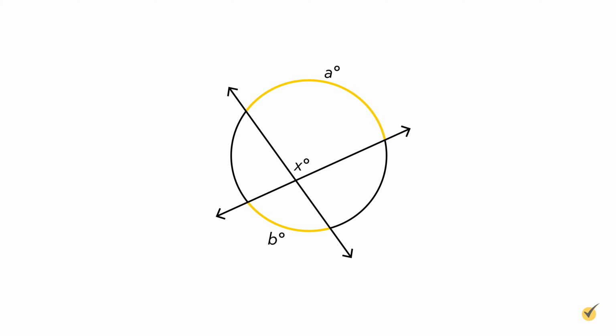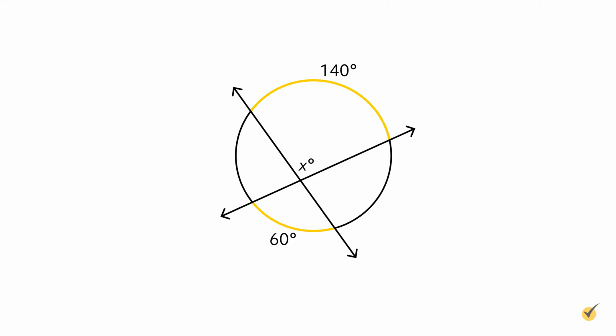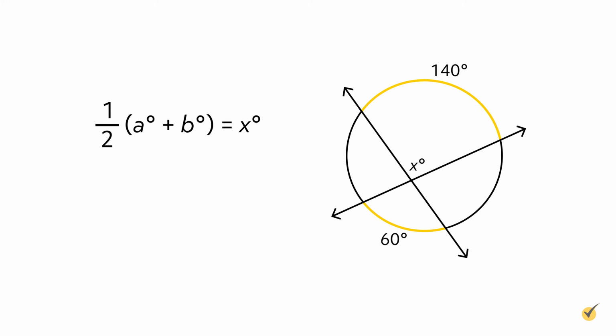So if we know that A degrees measures 140 degrees and B degrees measures 60 degrees, we simply add them together and take half of that. 1/2 of A degrees plus B degrees equals X degrees. Or 1/2 of 140 degrees plus 60 degrees equals 100 degrees.